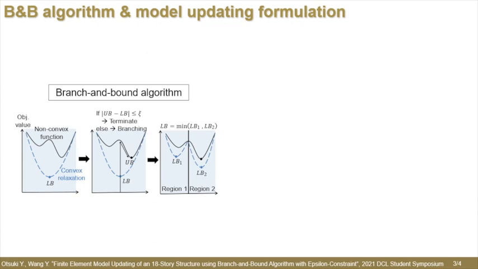In this work, we propose the branch and bound algorithm to solve the non-convex optimization problem in FE model updating. The algorithm basically finds the lower bound and upper bound of the global optimum until those differences are within a certain tolerance.